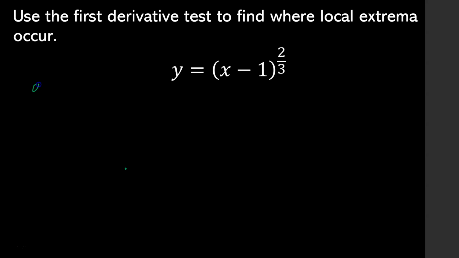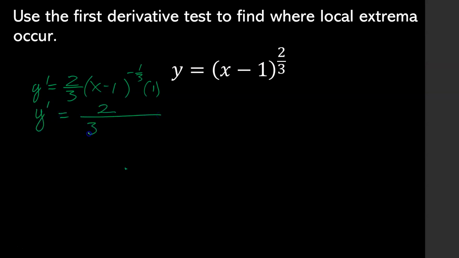So what is y prime? Well, we can use the power rule. So 2/3 of the input to the negative 1/3 power. The input is x minus 1. Chain rule, just multiplied by 1. So let's rearrange that actually. We're not ready to set y prime equal to 0. You'll see why in a second. Y prime is 2 divided by 3 times the cube root of x minus 1.